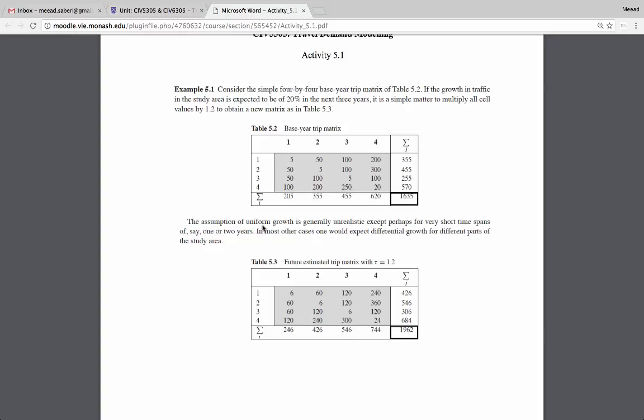So the assumption of uniform growth is very unrealistic, except perhaps for very short time spans, 1 or 2 years. In most other cases, especially for long-term transportation planning and forecasting, one would expect differential growth for different parts of the study area, not necessarily uniform across the entire city.